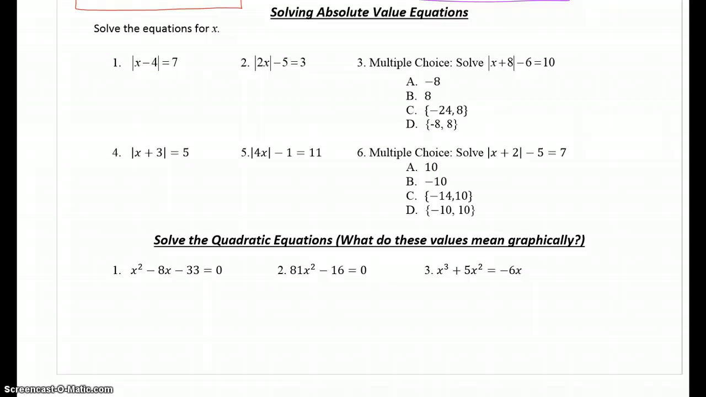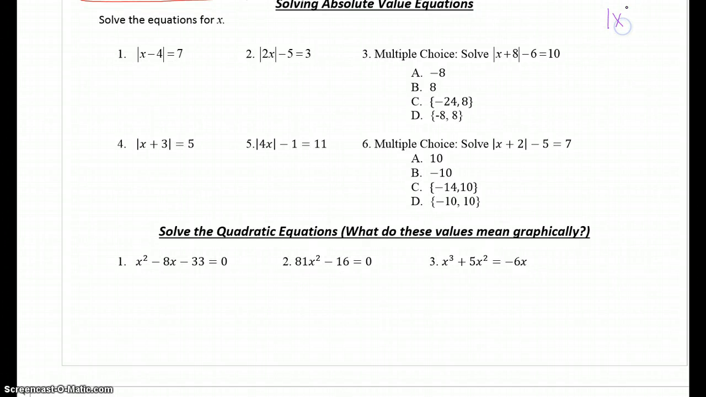Solving absolute value equations. Alright, so if we just take the absolute value of x equals 4, what numbers could I plug in there? Remember, if I plug in 4, the absolute value of 4 does equal 4. But if I plug in negative 4, the absolute value of negative 4 is also 4. So the inside could be equal to a positive or a negative.